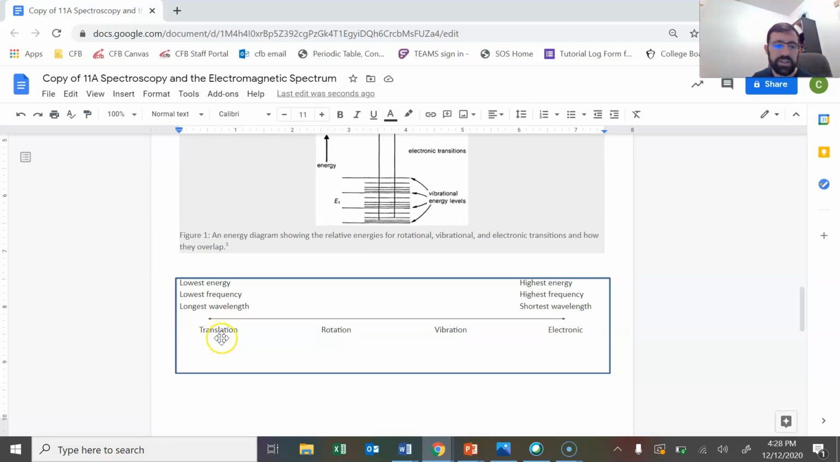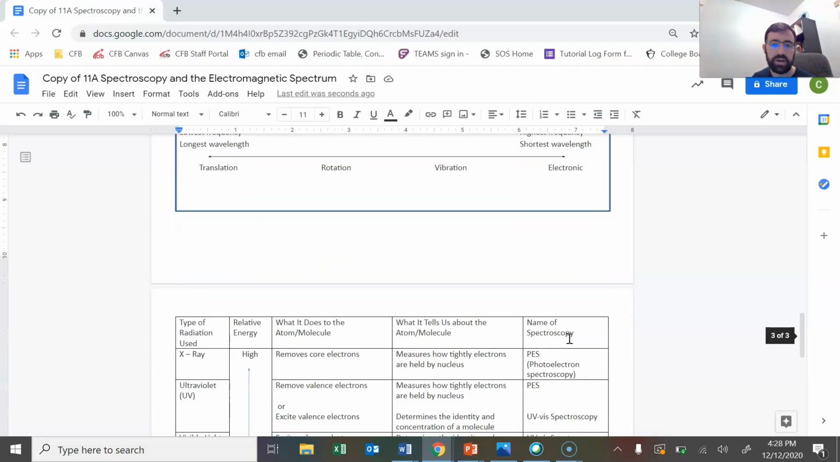So translation requires the lowest energy. That means it would require the lowest frequency of radiation, and that is the longest wavelength of radiation. Rotation is next, then vibration, then in electronic transitions, that's the highest energy, which is the highest frequency, and it has to be the shortest wavelength to make those things happen, to make electronic transitions occur.